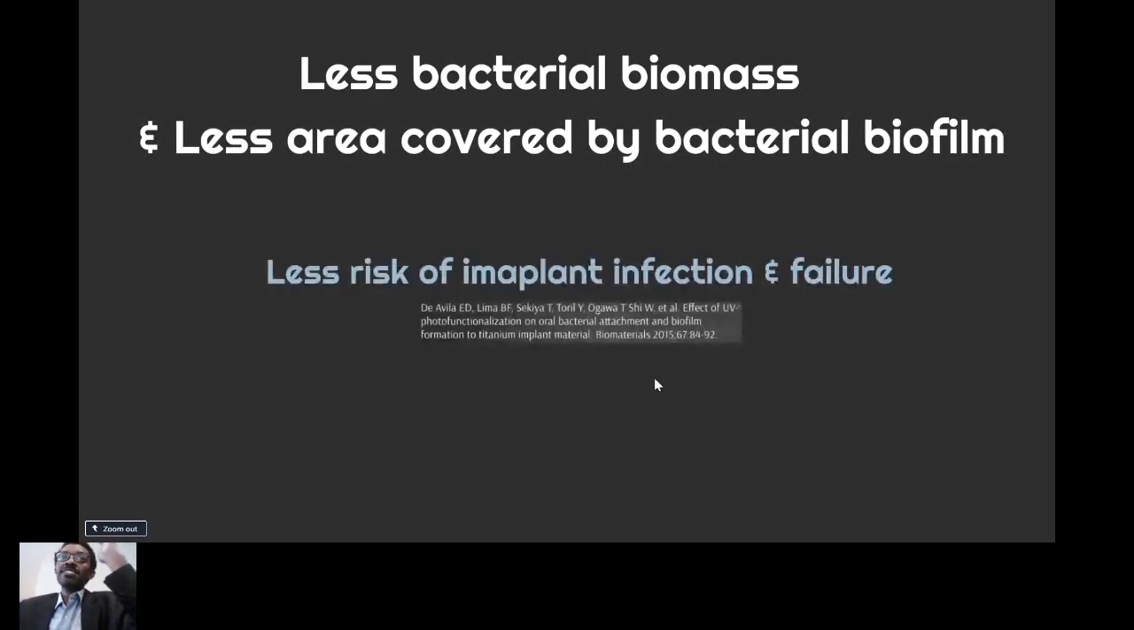Photofunctionalized surfaces have less bacterial biomass, less area covered by bacterial biofilm. That means you have less risk of implant infection and failure, especially in the first few hours. This is the time frame where we are afraid of the implant surface being infected. But once you pass this zone, the area becomes relatively closed. Due to the increased hydrophilicity, the whole procedure becomes very quick. Basically, it's a race between bacteria and the regular inflammatory bone cells. The osseointegration process initiates so quickly, before any external bacteria start infecting the surface. So you have elimination of this time limit of bacterial infection, much less bacterial biofilm attachment, less bacterial infection, and a more predictable implant placement.